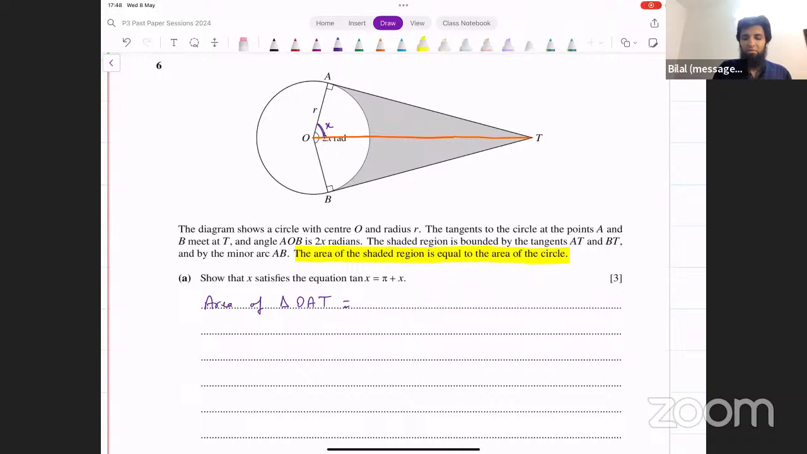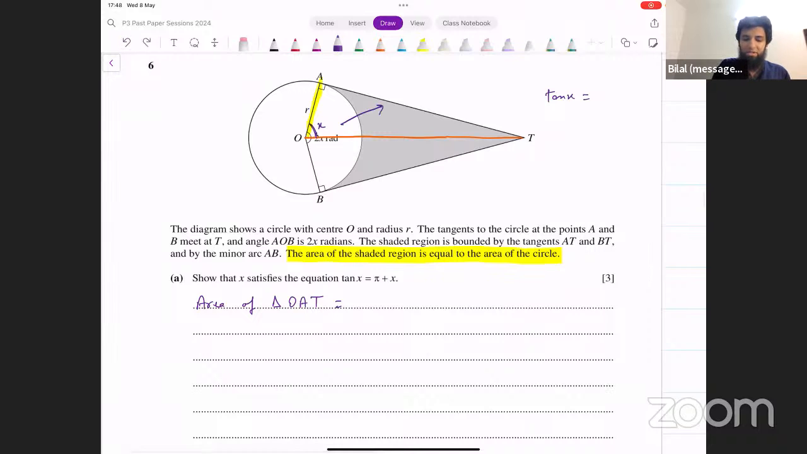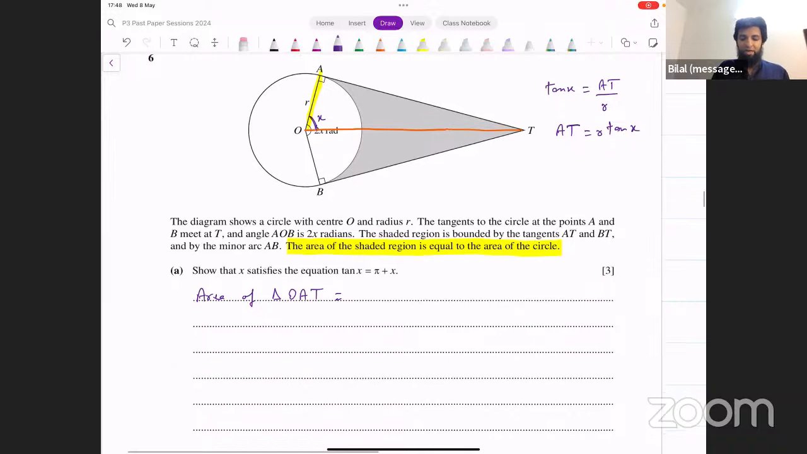It's a right angle triangle. One possible formula that you can use for the area of the triangle is half into base into height. You've got one of those sides. You can find the other side. How do you find this side? Which ratio do we use for that? This is perpendicular. This is base. Perpendicular and base are connected by tan. So we can say tan of x equals perpendicular, which is AT, divided by base, which is r. So AT equals r tan of x.